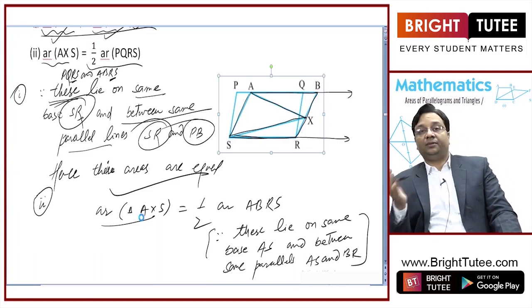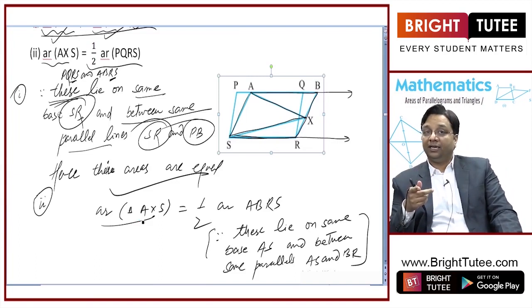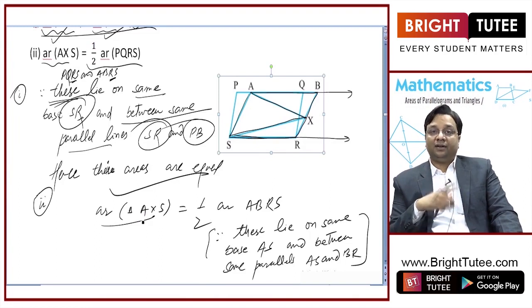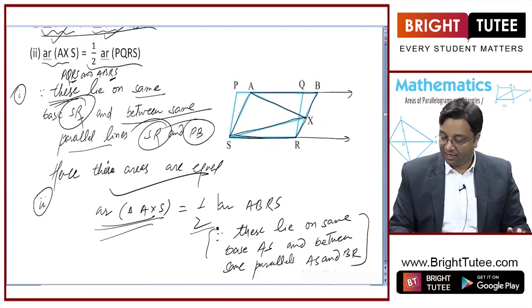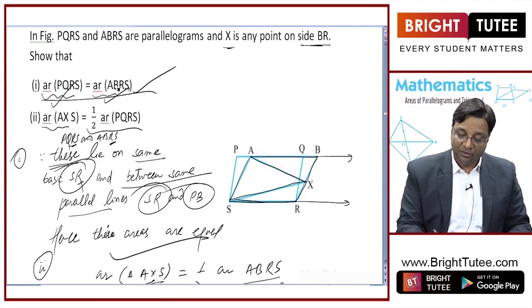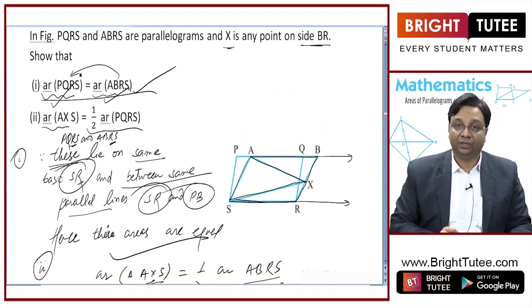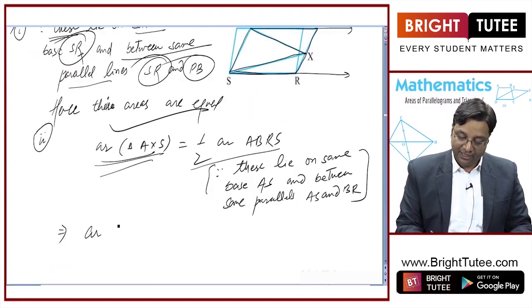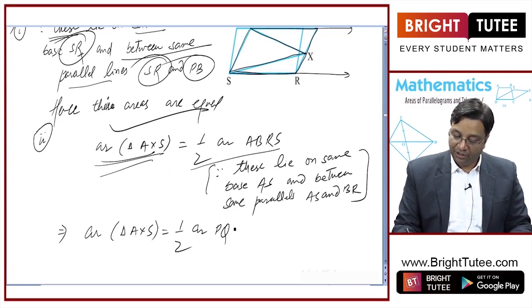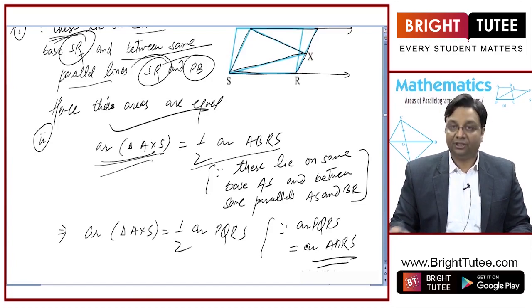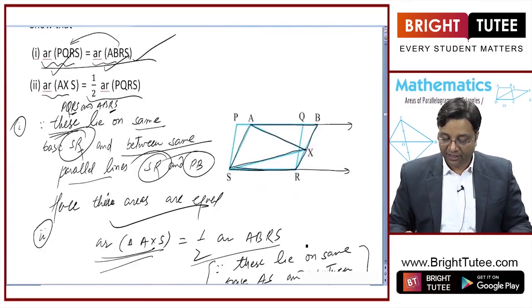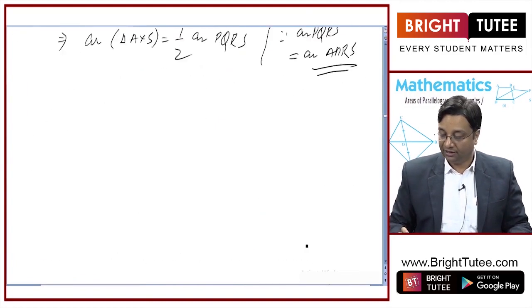If a triangle and a parallelogram lie on same base and between same parallel lines, then the area of that triangle is half the area of that parallelogram. So, we have proved that area of triangle AXS is half the area of ABRS. Now, I know area of ABRS is equal to area of PQRS. So, I can say area of triangle AXS is equal to half the area of PQRS, because area of PQRS is equal to area of ABRS. We have just proved above, right. So, this question can be handled like this.